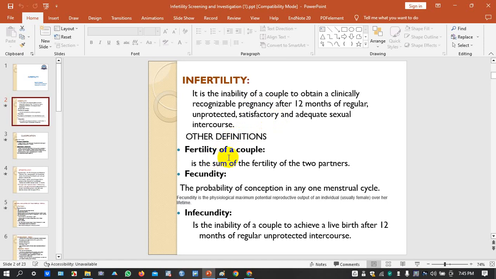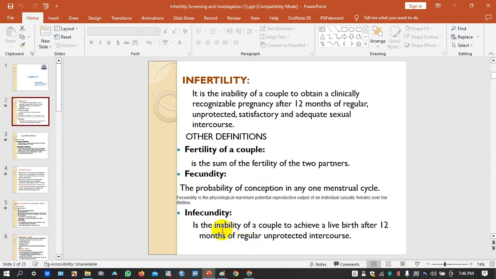So other definitions are: fertility of a couple is the sum of the fertility of the two partners. So we don't say that a woman is the only one supposed to be fertile. A man also has to be fertile. But if you're a man and you are not producing adequate sperms, or your sperms are of low quality, you cannot impregnate a healthy, normal woman. Fecundity, that's the probability of conception in any one menstrual cycle. So if you're a woman, your probability or your ability to conceive or become pregnant in any one menstrual cycle is called fecundity.